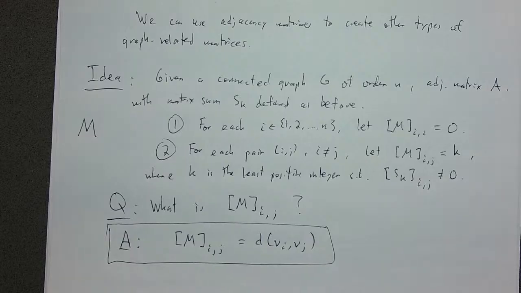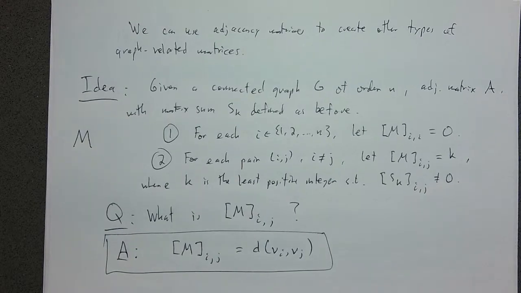So the least positive integer such that the ijth entry of S^k is non-zero, we have another name for that. That's called the distance between vi and vj. Okay, so that is what that is, and that is how all these things relate. That's a decent amount of stuff to ponder.